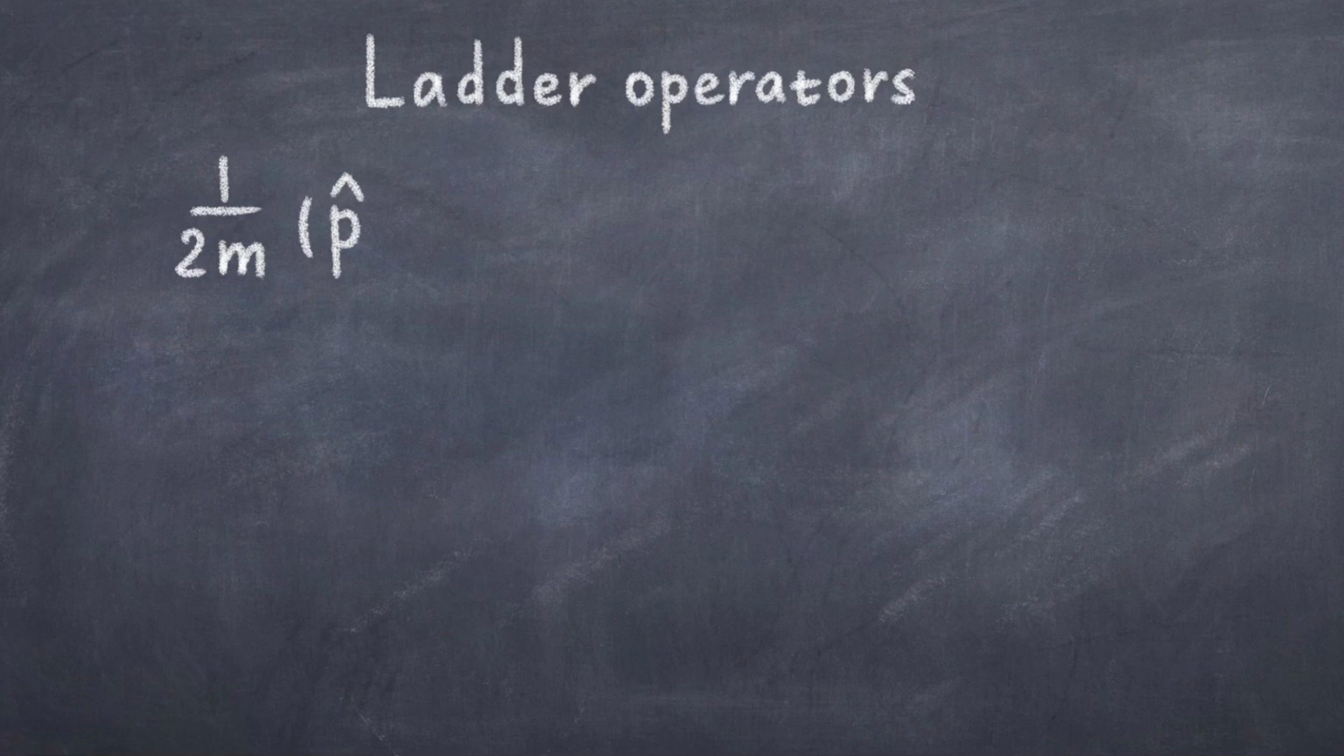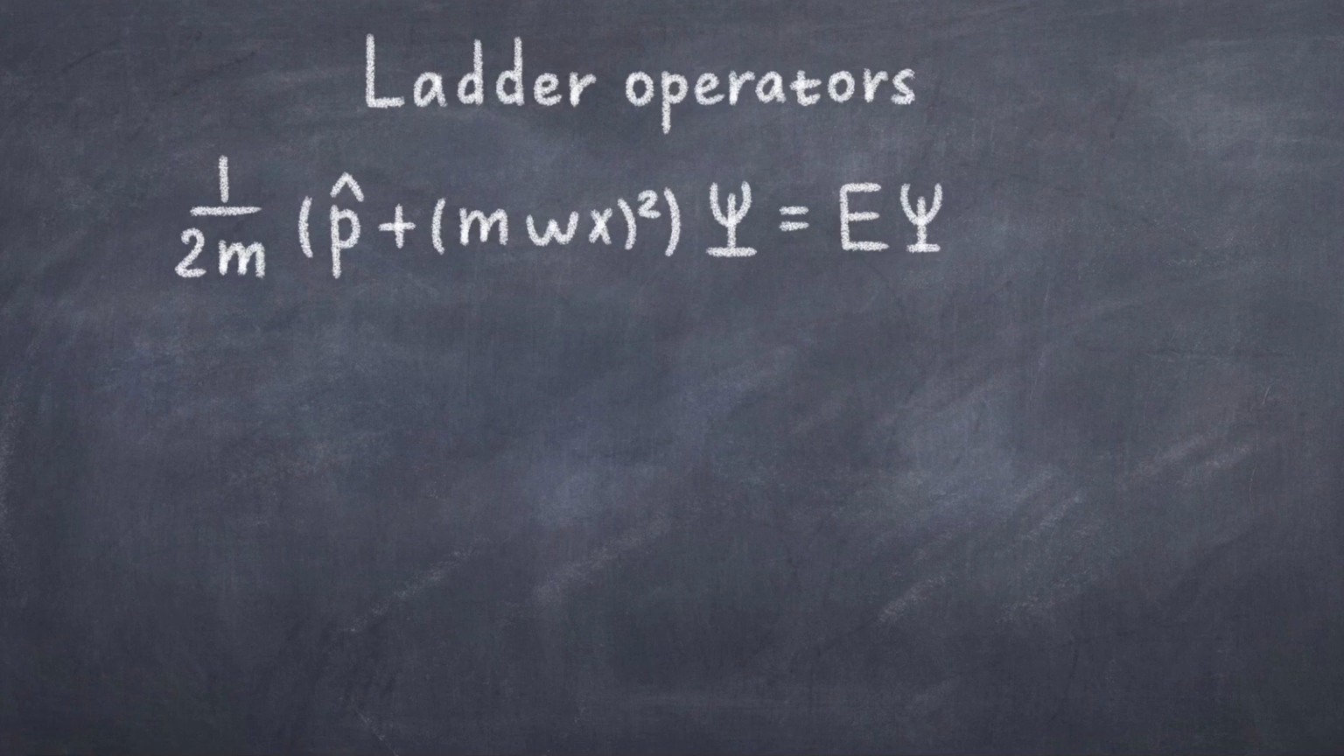By looking carefully at the Schrödinger equation, one can see that it is possible to rewrite it in a more suggestive form, where we write 1 over 2m times (p squared plus (m omega x) squared), and then everything times psi is equal to E psi, where p is now the momentum operator. In general, this entire term on the left can be considered as the Hamiltonian of the system. As we discussed in a previous video, the situation is a bit complicated because we are dealing with operators.